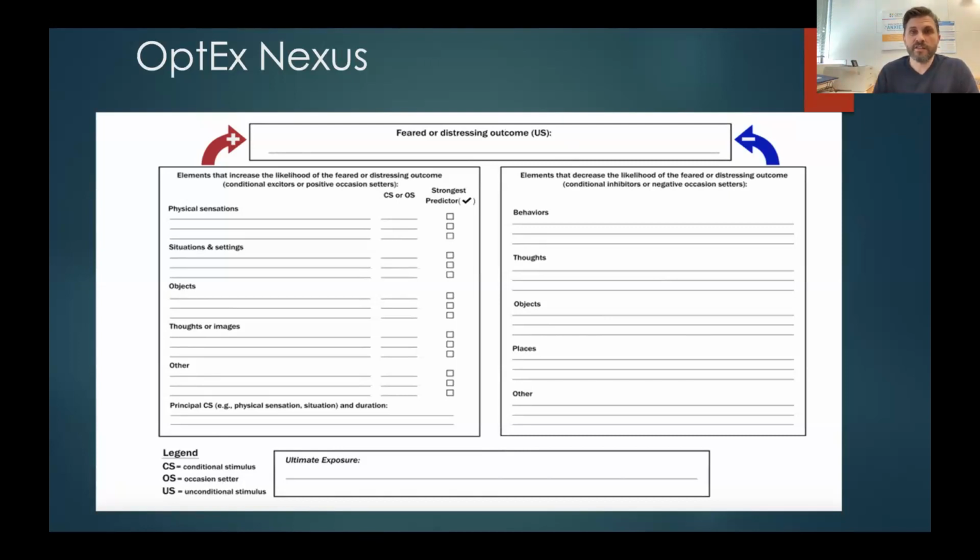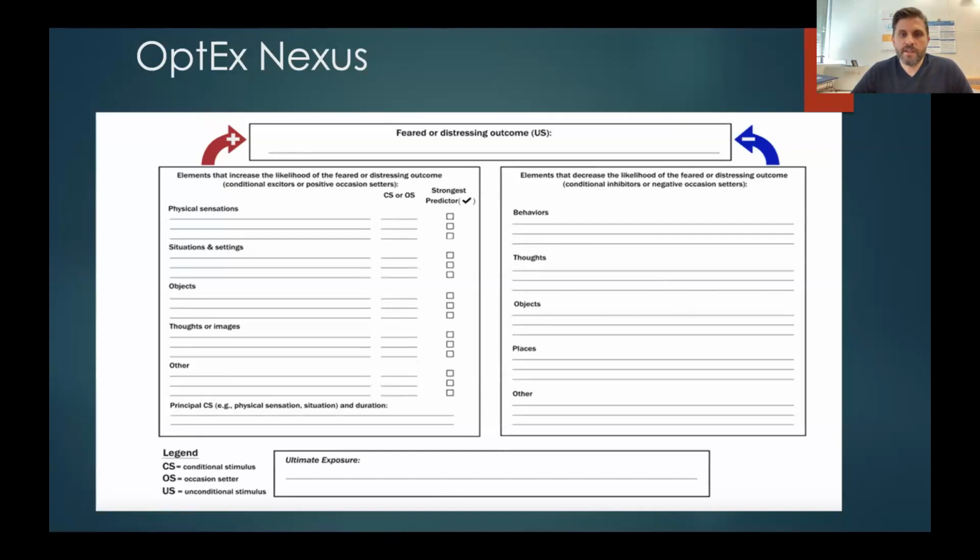Are there particular thoughts, mental compulsions, or cognitive restructuring, or things that people do, any objects or people, right? Like a safe person, having a phone with them, carrying medication with them, these types of things. And we map that out and figure out what would the ultimate exposure be for this person.